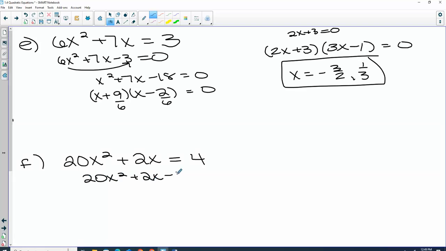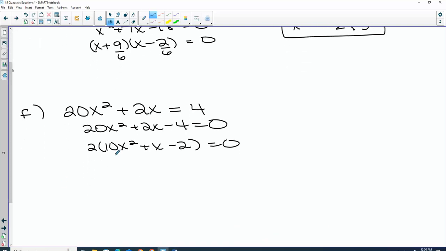we subtract over the 4. What do I need to do first? GCF. We can take out a 2. Then we slip and slide. So that would factor into positive 5, negative 4.